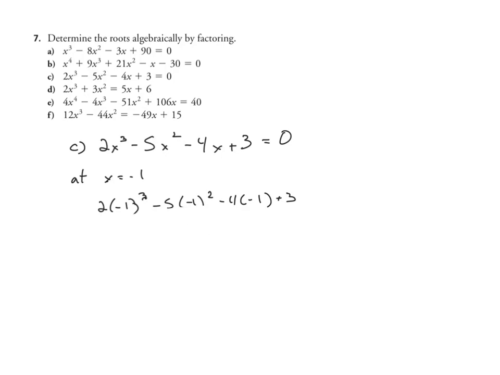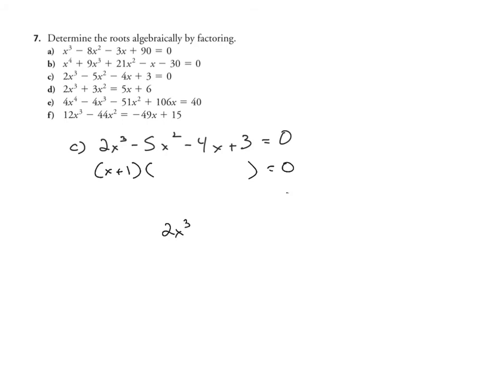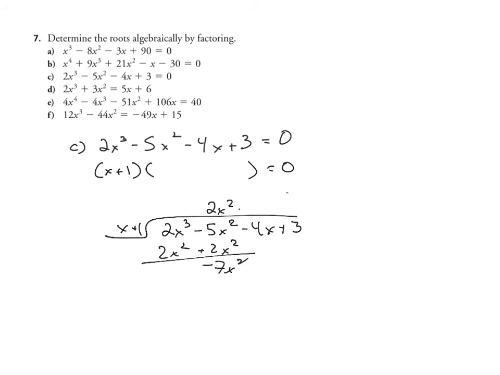Let's get rid of this garbage. So this is going to be x plus 1 times something equals 0. You guys like long division, so we'll do some more long division. Minus 4x plus 3 divided by x plus 1. You're going to get 2x squared. 2x cubed plus 2x squared minus 7x squared. So minus 7x here. Minus 7x squared minus 7x. Then you got your plus 3x plus 3. And you're going to have a remainder of 0 down here. All right, so we've got 2x squared minus 7x plus 3.